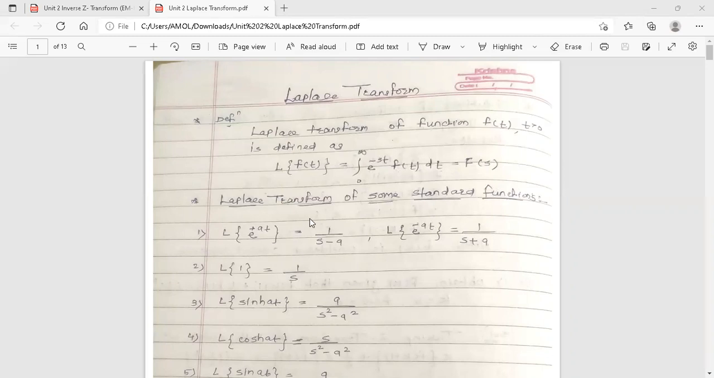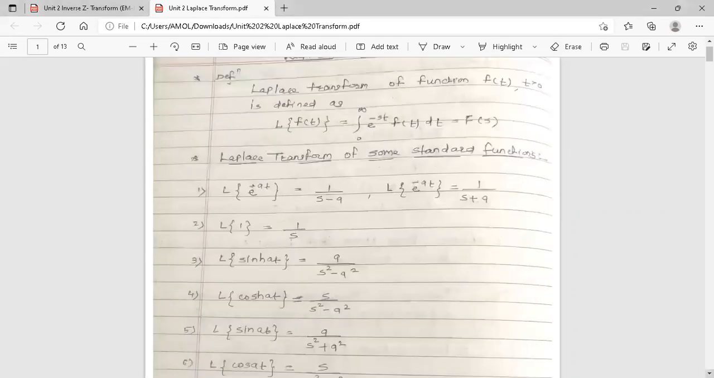Now, Laplace transform of some standard functions. Laplace of e^(at), an exponential function where a is a constant coefficient, is equal to 1 upon (s minus a). Just like the formulas of integration and derivative, these are the formulas of Laplace transform of some standard functions. So L{e^(at)} is equal to 1/(s minus a).